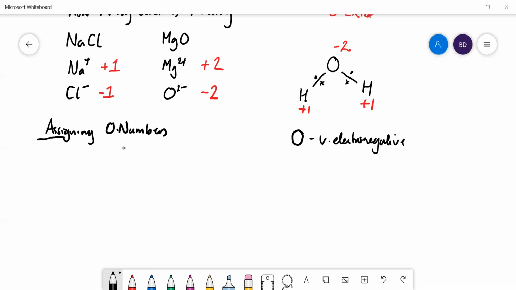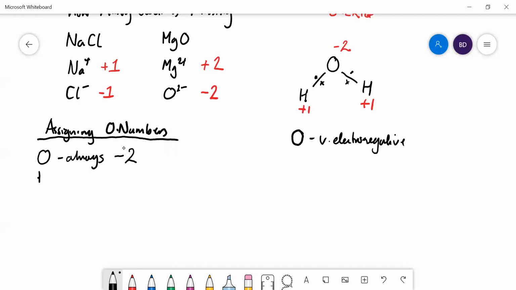What we're going to say is that because oxygen is, apart from fluorine, the most electronegative element in the periodic table, oxygen in all of its compounds always has an oxidation number of -2. Because like in water there, you can see it's forming 2 bonds. It's getting more than its fair share of both of those bonds, so it's going to be -2.